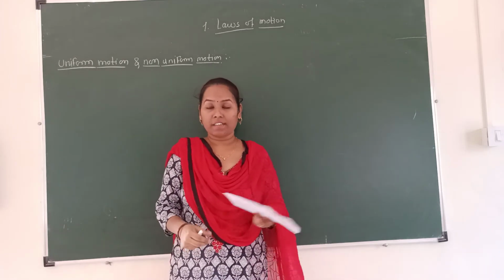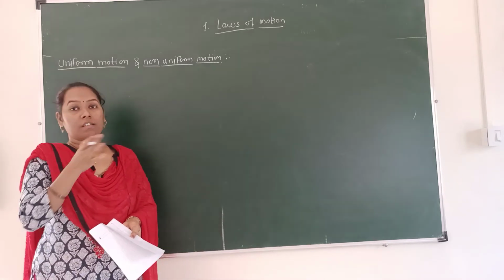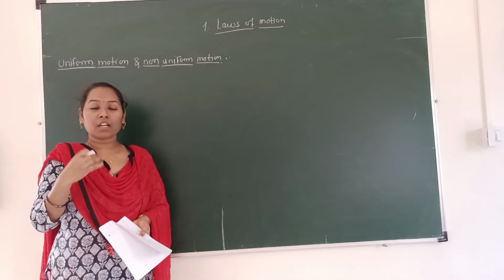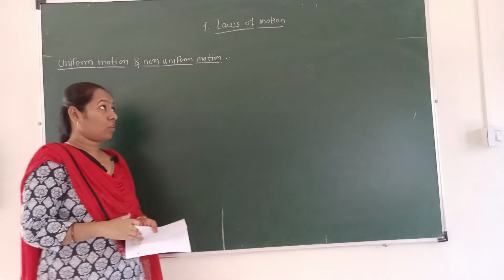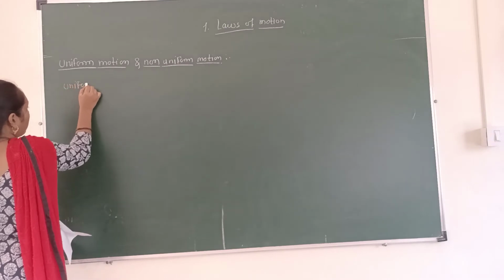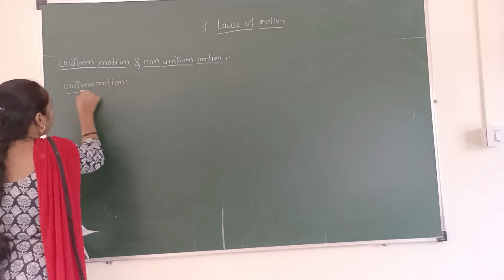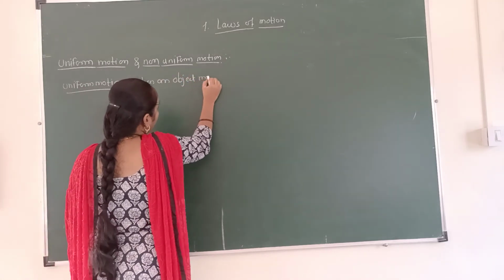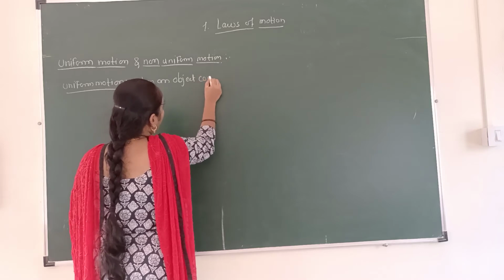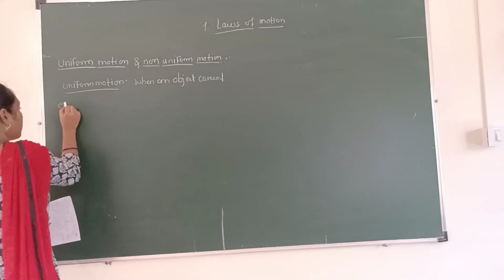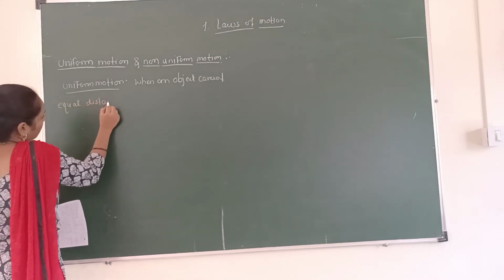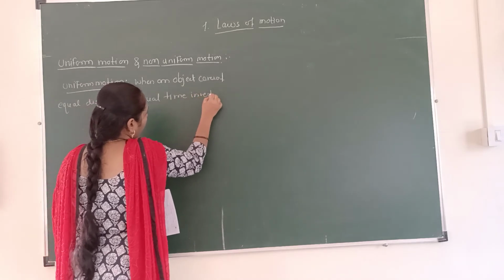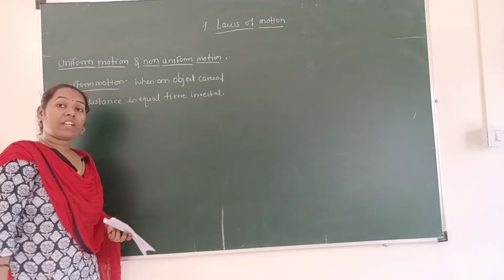We have already seen one activity. Based on that activity, Amar and Anthony have uniform speed, but Akbar does not have uniform speed. So what is the definition of uniform motion? Uniform motion means when an object covers equal distance in equal time interval, at that time the object is said to be in uniform motion.